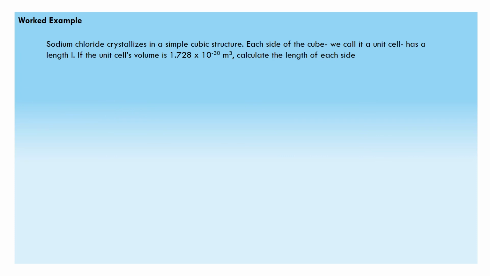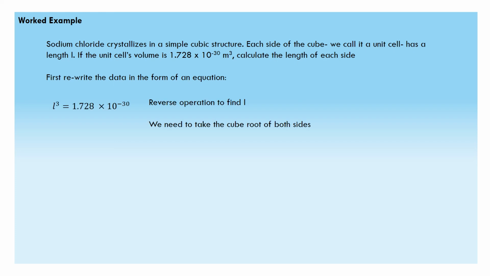Let's look at a final example then, where we may wish to rearrange a power or root. Sodium chloride crystallizes in a simple cubic structure. Each side of the cube, we call this a unit cell, has a length L. If the unit cell's volume is 1.728 times 10 to the minus 30 meters cubed, calculate the length of each side. Well, first we rewrite the data that we're given here in the form of an equation.